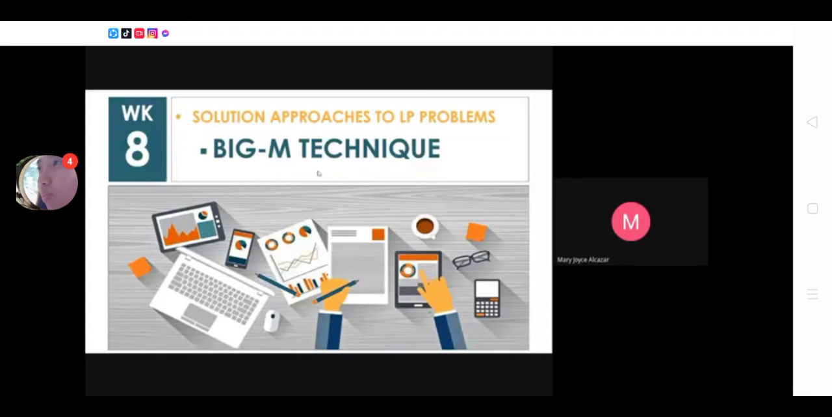So week number 8 is another solution approach to LP problems. This is the Big M technique.